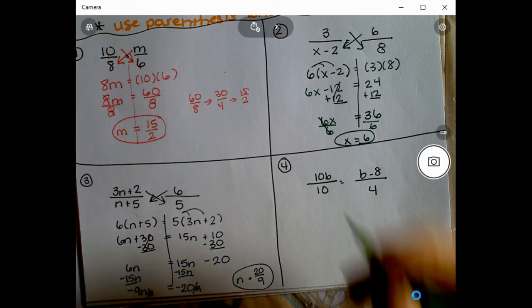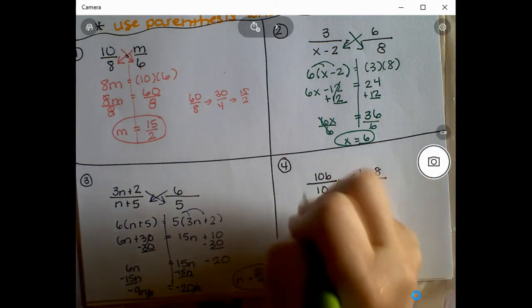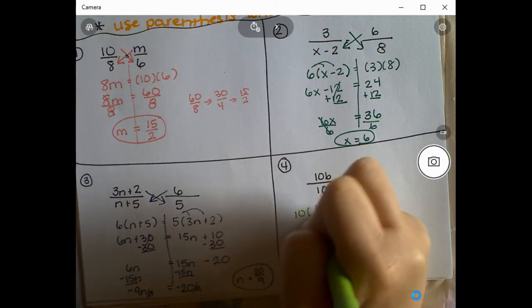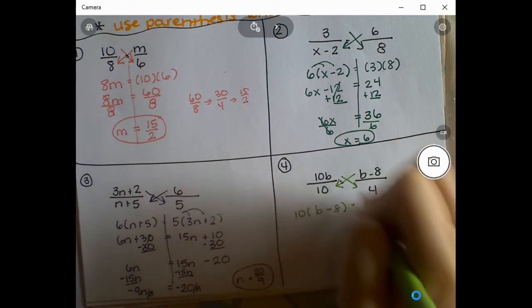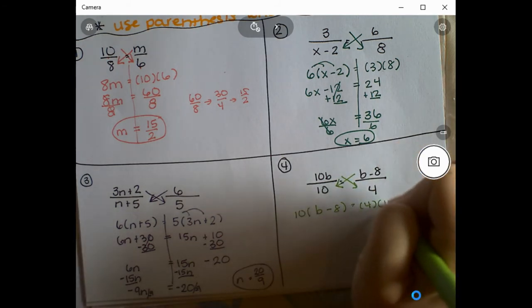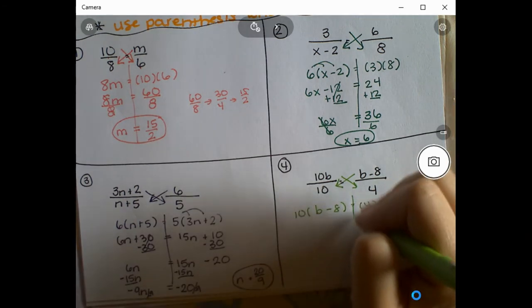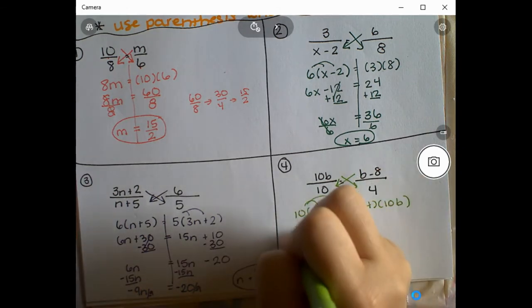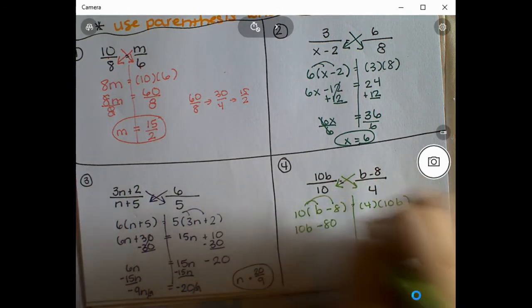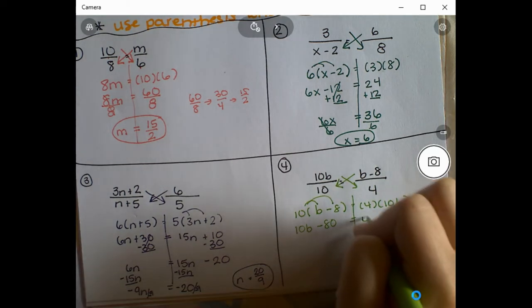All right, one more. Solve proportions means cross multiply. So 10 times b minus 8 equals 4 times 10b. All right, draw your line and let's follow the steps. We can distribute: 10b minus 80 equals, and this isn't distributing, but it is multiplying, 40b.